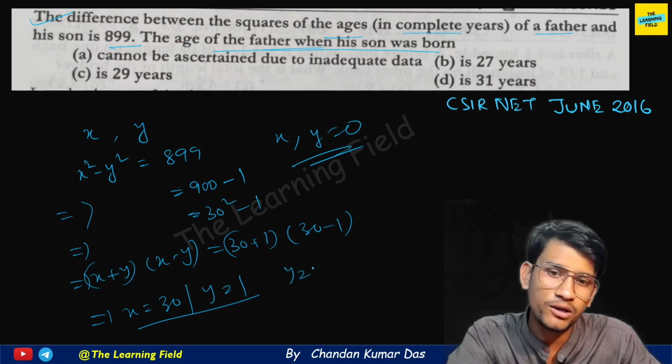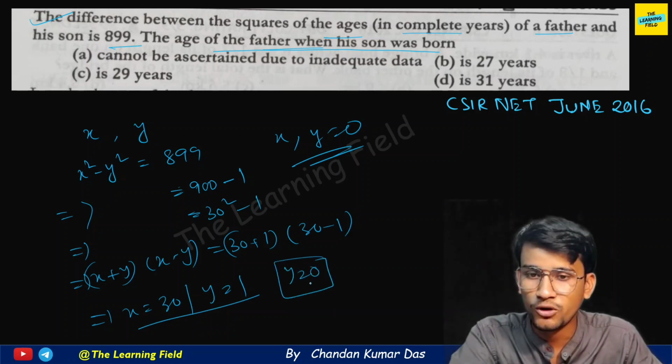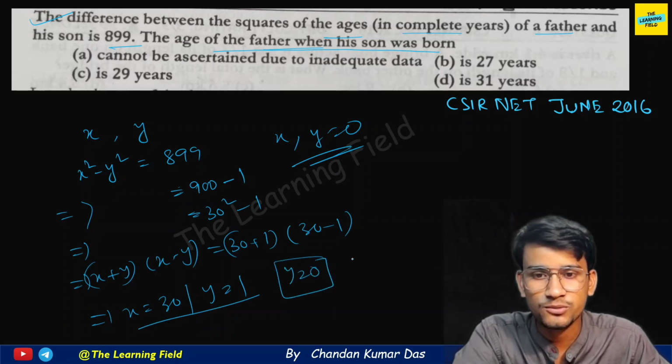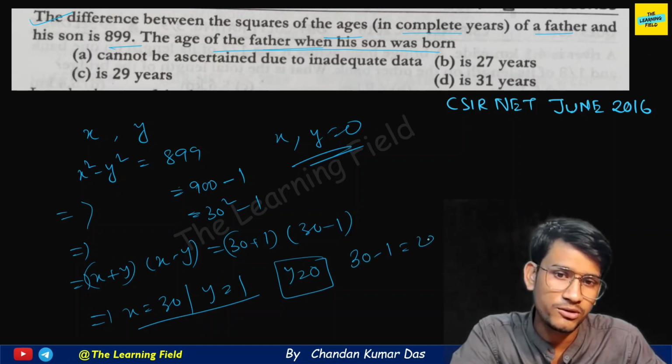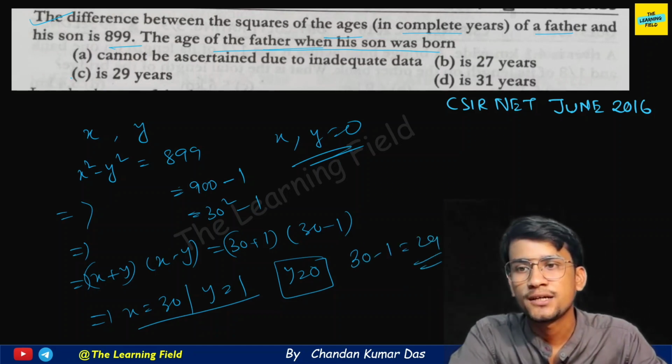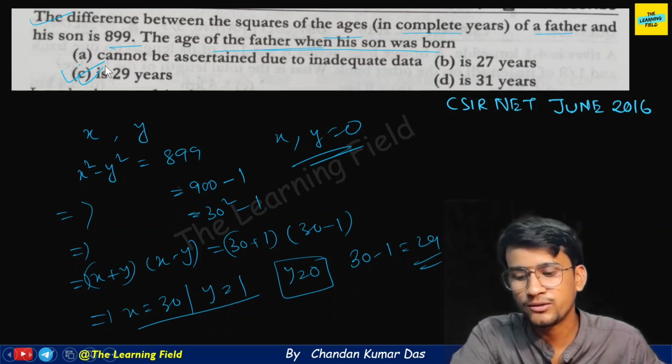So when y equals 0, that is when the child was born, then the age of his father should be 30 minus 1, which is equal to 29. This is a very simple question. The answer is option C here. Now going to the next one.